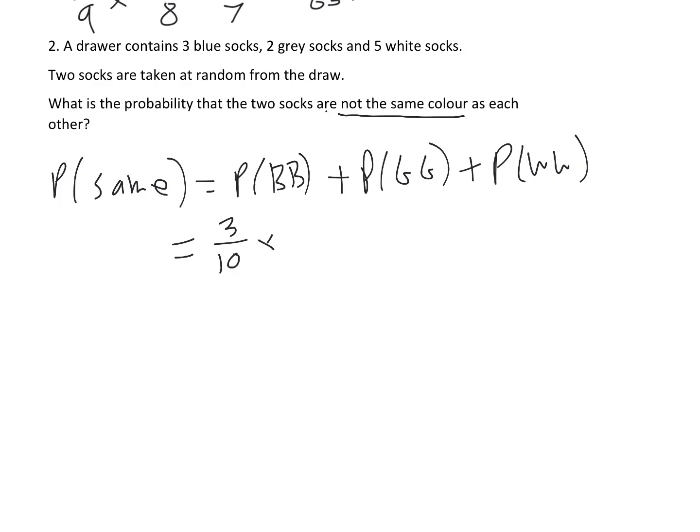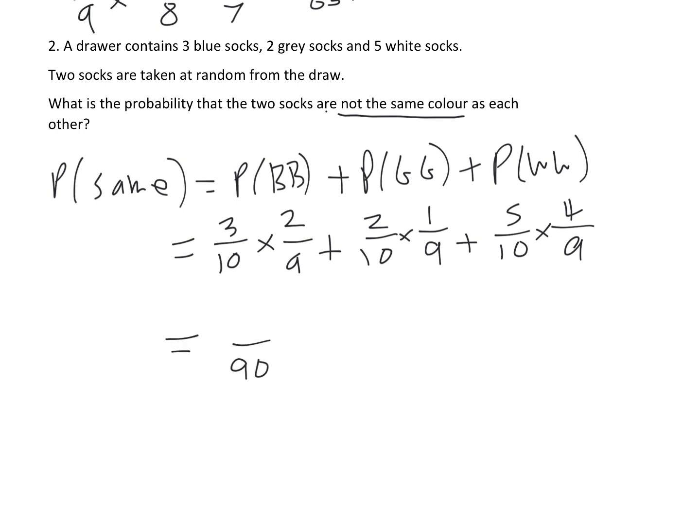And if you pick blue, the second one, chance of it being blue is 2 out of 9. For grey, there are 2 grey socks out of 10 on the first go. If you pick it on the second go, there'll only be 1 left out of 9. And white, on the first go, there'll be 5 white socks out of 10. If you pick it out, there's only 4 left the second time round out of 9. So that would be out of 90, all of them. So you'd have 6 plus 2 plus 20. So that would be 28. Let's simplify that down. Divided by 2 is 14 out of 45.